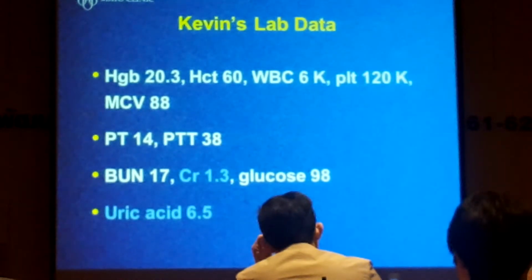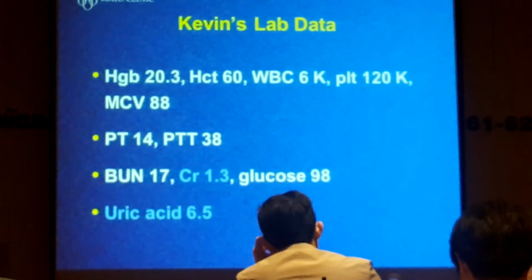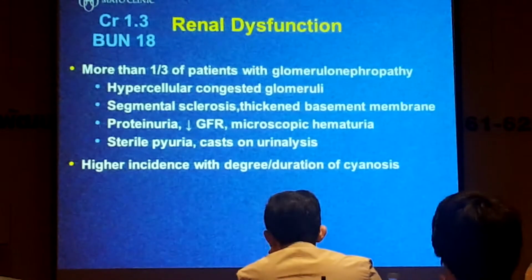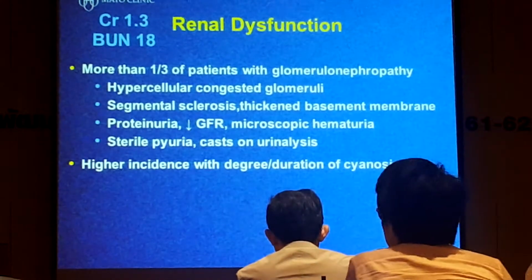So let's go over the rest of his labs. His creatinine was 1.6 and uric acid 6.5. What does it mean for an Eisenmenger syndrome? Well, patients with Eisenmenger syndrome do not have normal kidneys. Most of them do not have normal kidneys.